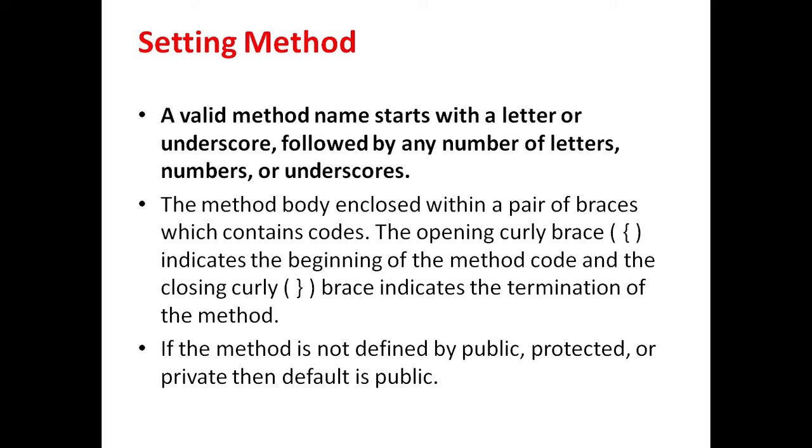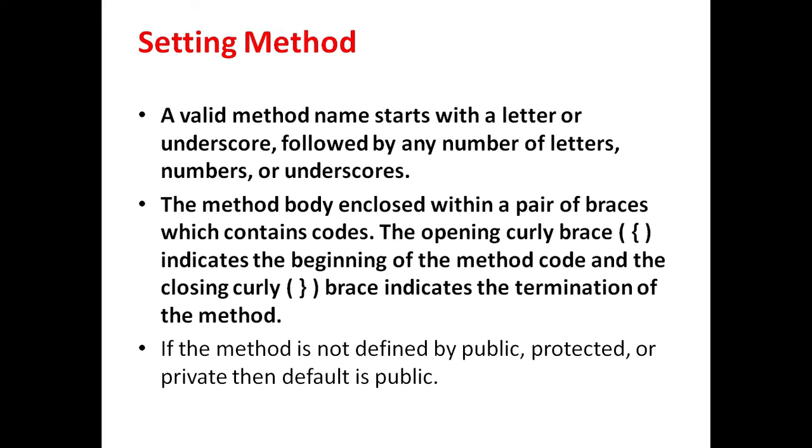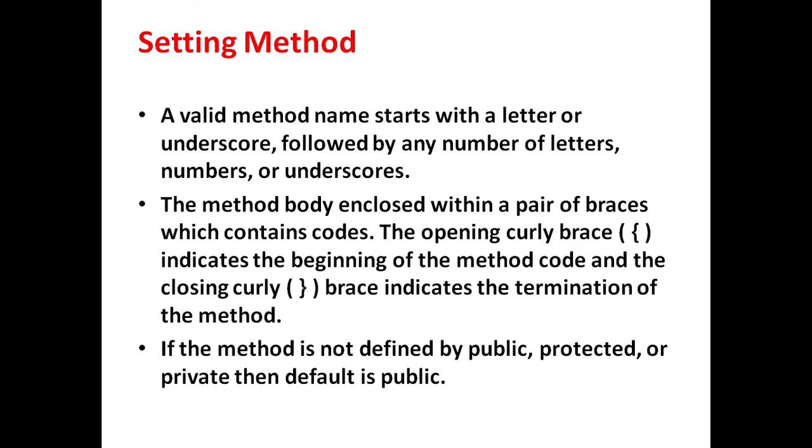A valid method name starts with a letter or underscore followed by any number of letters, numbers, or underscores. The method body is enclosed within a pair of braces which contains code. The opening curly brace indicates the beginning of a method and the closing curly brace indicates the termination of the method. If the method is not defined by public, protected, or private, then by default it is public.